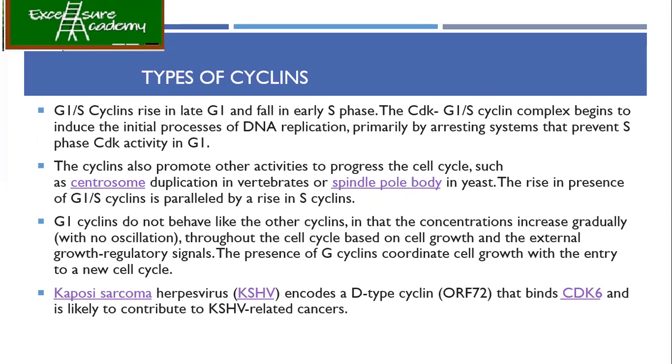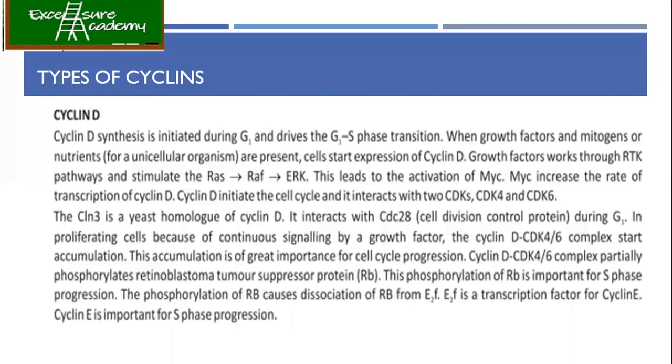Okay. Now, Kaposi sarcoma herpes virus encodes a D-type cyclin. This will go and bind to CDK6 and it will contribute to the cancer. So, Kaposi sarcoma is actually a type of cancer. So now we know that it is encoding the D-type cyclin and regulating the cell cycle differently by binding to CDK6. So this is how cyclin D is regulating. I'm sorry, I couldn't type everything, but still it is given very nicely and it is readable also.